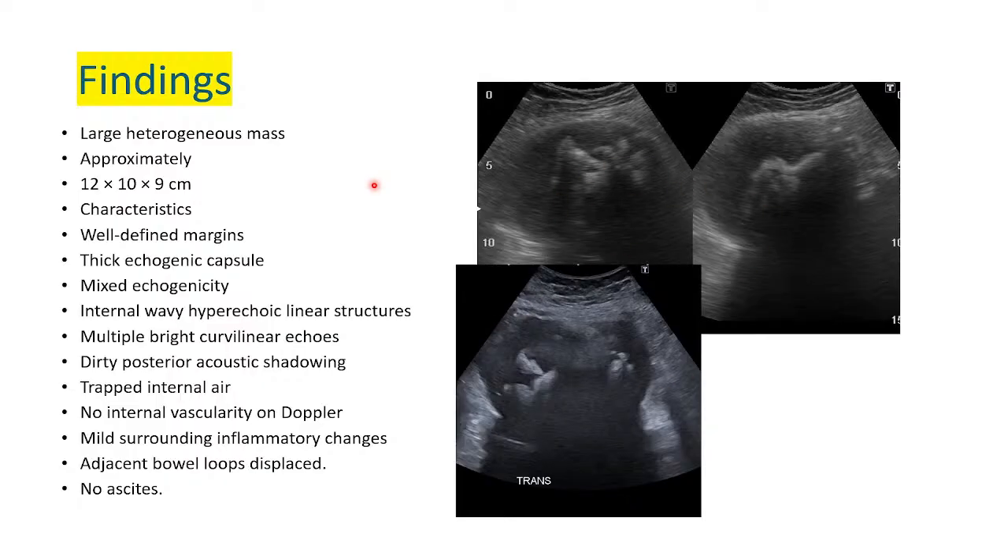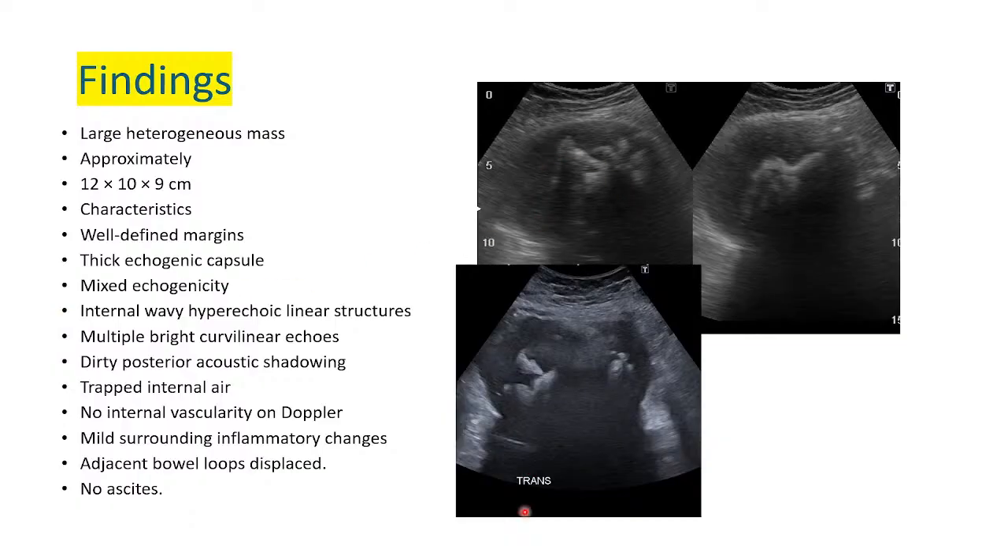Let me go over the findings again. Heterogeneous mass, you can see the mass is heterogeneous there. It measures approximately 12 by 10 by 9 centimeters, sorry. So the characteristic of this mass is a well-defined margin. You can see the margins are well-defined there. Then you can see there's a thick echogenic capsule. So the capsule is thick and it's echogenic. And then there's mixed echogenicity within the mass.